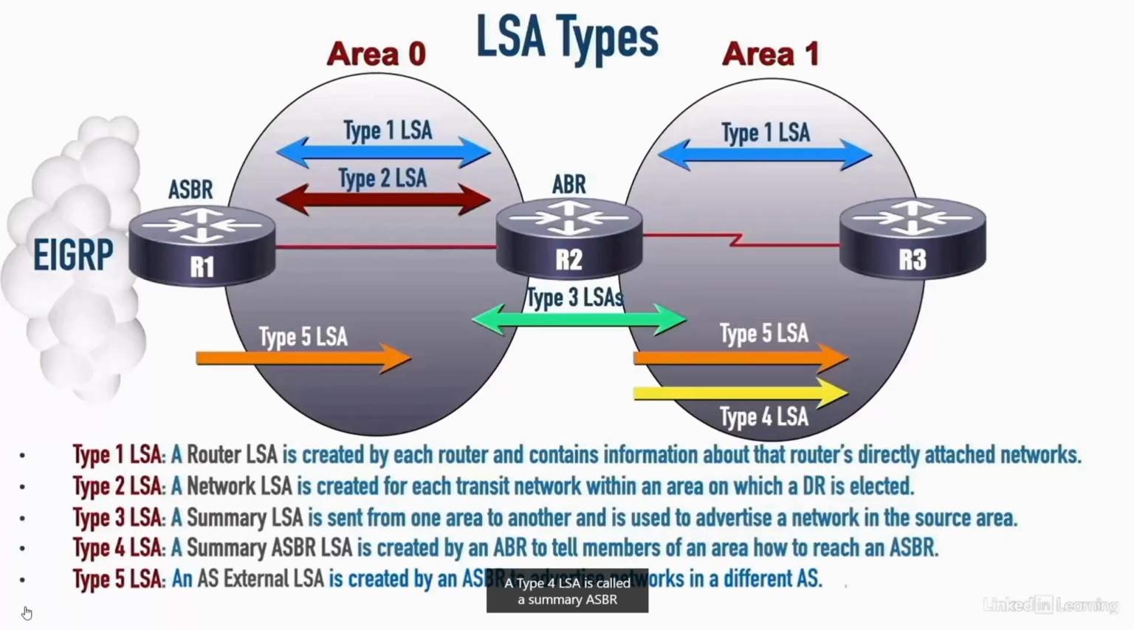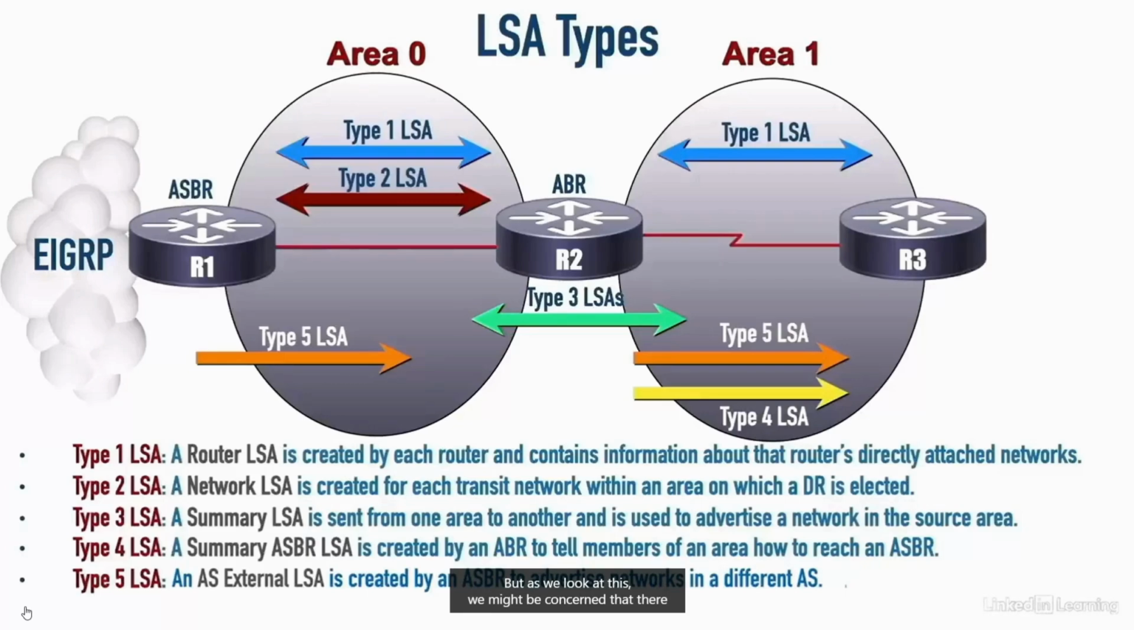A Type 4 LSA is called a summary ASBR LSA. That says to another area, hey, here is how you get to the ASBR. Here's the IP address of the autonomous system boundary router that you'll need to communicate with if you're wanting to reach one of those networks I just advertised to you with a Type 5 LSA.